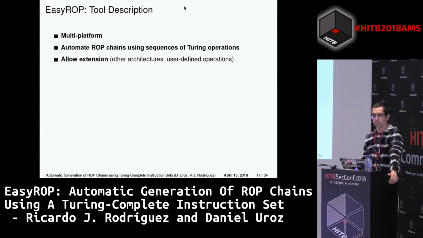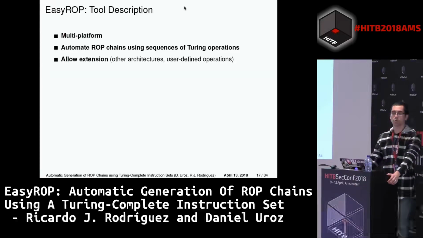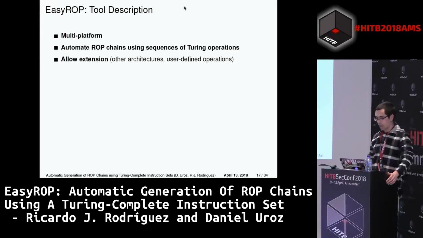Okay. Well, regarding the tool, we have developed it with Python. Our main idea was to make the tool multi-platform. And the main idea behind the tool was also to try to automate the construction of ROP chains, just allowing the user to specify the ROP chain as Turing operations. Okay. And one of our main goals was also to make the tool extensible. Okay. Currently, our tool just supports Windows binaries, but it's very easy to extend it to other platforms.